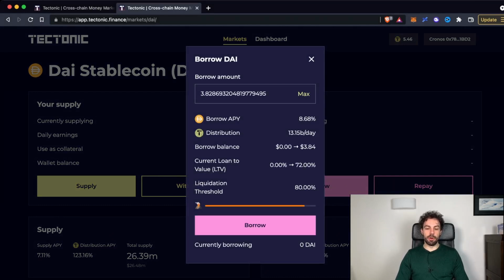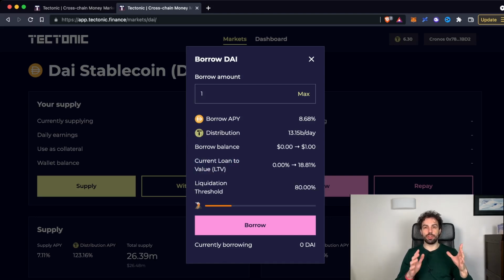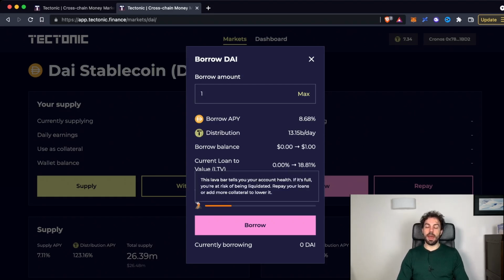In this case I can borrow a maximum of 3.8 DAI with the amount of collateral I have supplied. But remember that, as you can see here from the health of your position, it would be quite risky. For this reason, I will simply borrow 1 DAI, just as an example. And as you can see, the current loan to value, so the ratio between my collateral and the amount that I'm borrowing, is a healthier 18%, and also the health of my position is quite good from this slider. In order to confirm it, just click borrow.